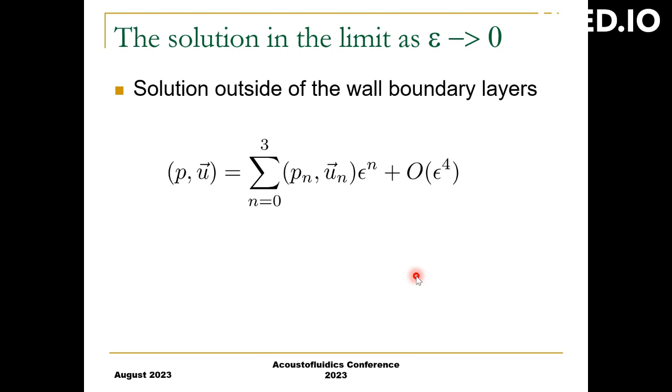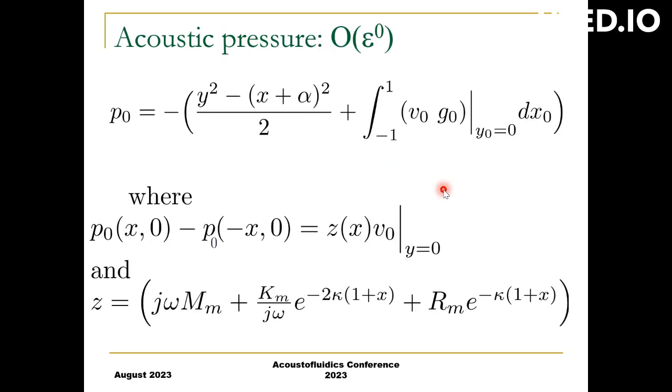So we're interested in the streaming as epsilon goes to 0. We wrote the equation of the pressure and vector velocity outside the wall boundary layer as an asymptotic expansion in terms of epsilon with an error of epsilon to the fourth. So this is our acoustic pressure at the 0th order of epsilon.